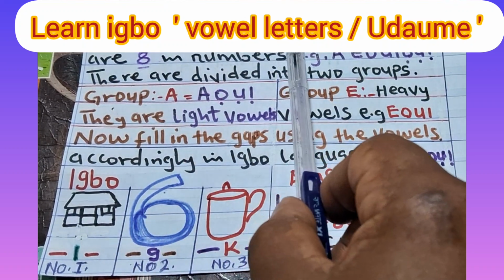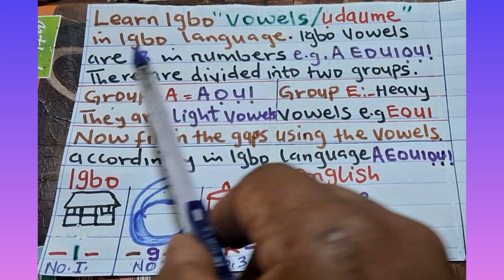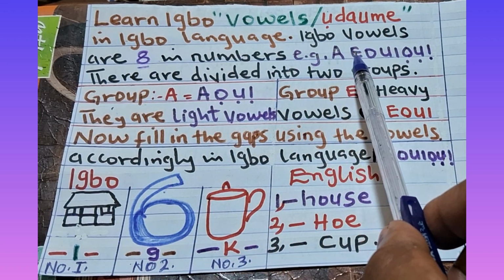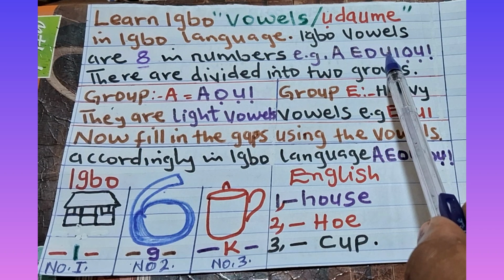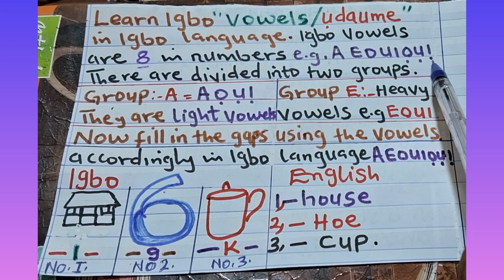Learn Igbo vowels, Udaume, in Igbo language. Igbo vowels are 8 in number. Example: A, E, O, U, I, O, I.